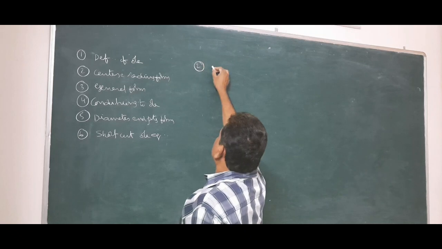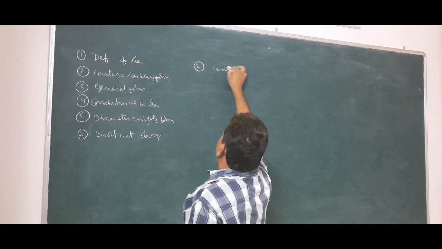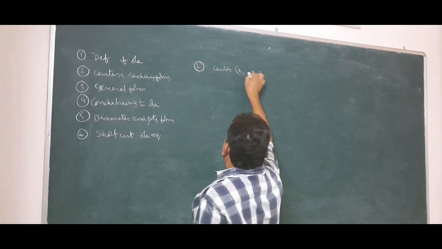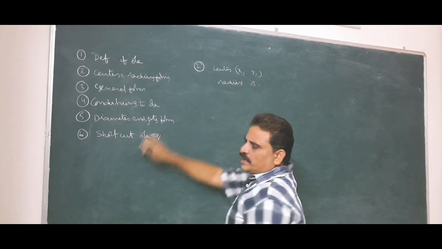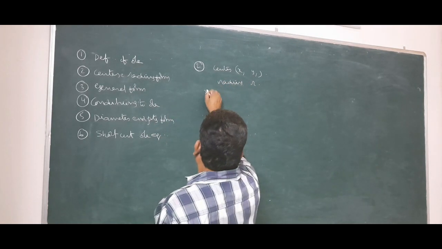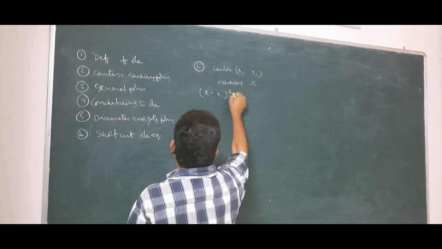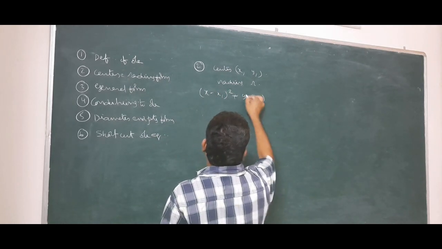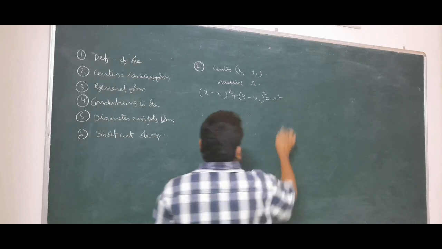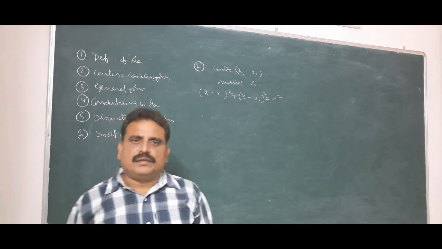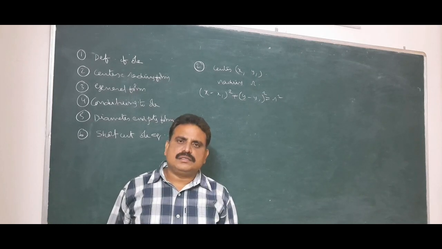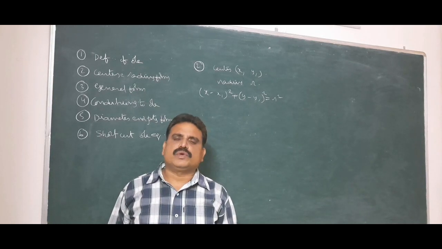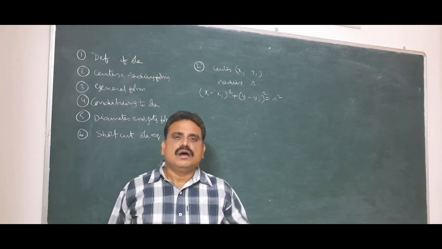Second point, center x1, y1, radius r. How to find the circle equation? That is x minus x1 whole square plus y minus y1 whole square equal to r square. So equation of the circle having center x1 y1 and radius r is x minus x1 whole square plus y minus y1 whole square equal to r square.